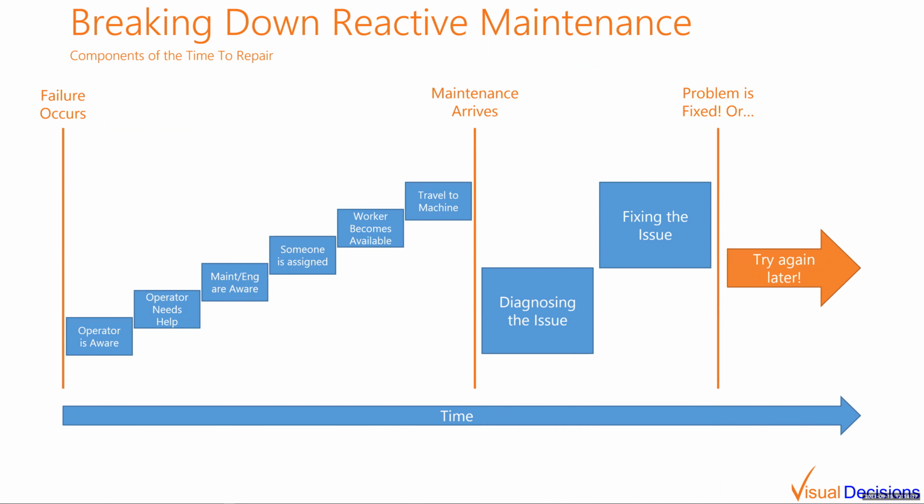Or, we have to try again later because even though the maintenance person may have been able to diagnose the issue, they weren't able to fix it. Maybe they didn't have the right tooling, the right parts, something along those lines. Or it could be that they weren't able to diagnose what the problem was in the first place. And so we'll get to the first time fix rate later, but just looking at those first steps in the problem.